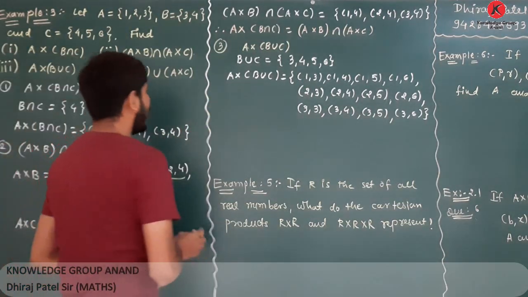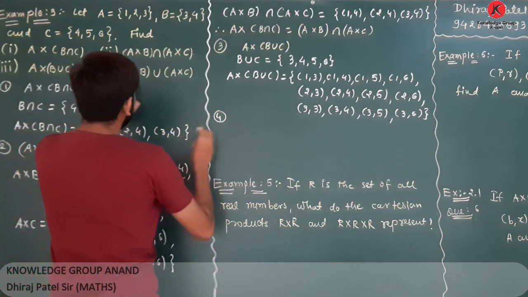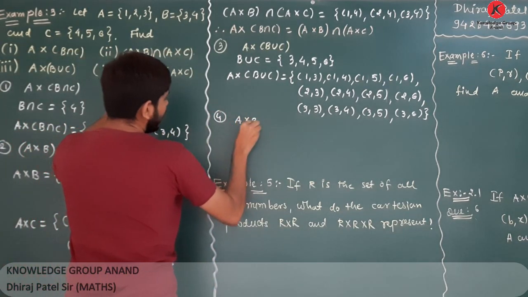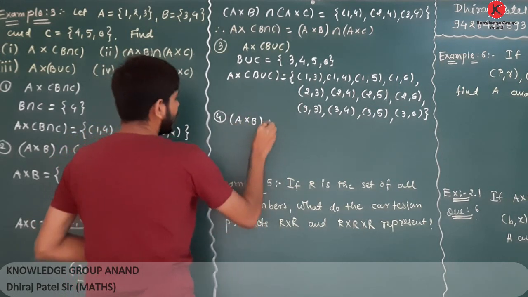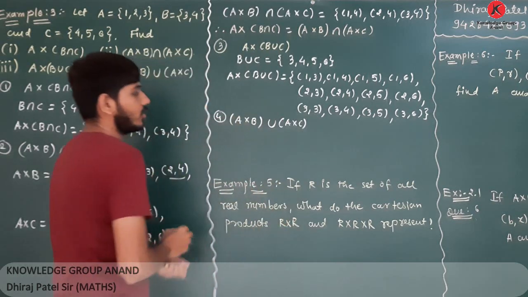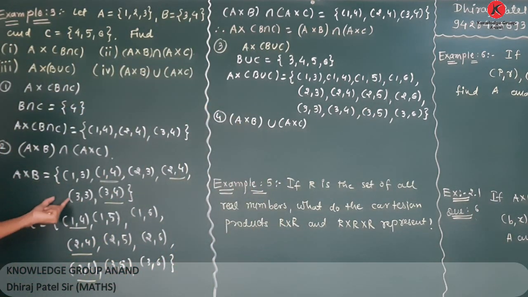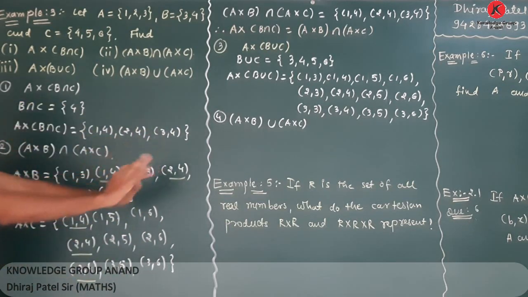Now we want the fourth one, which is A cross B union A cross C. A cross B union A cross C. What is A cross B? We have A cross B here and A cross C is here. Write down all possible pairs, combine them.